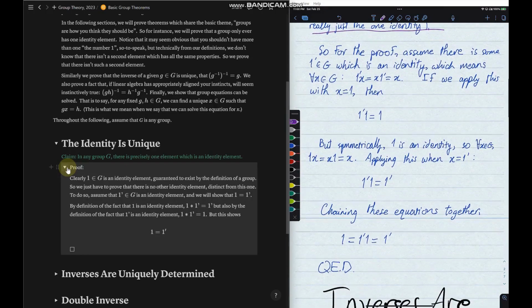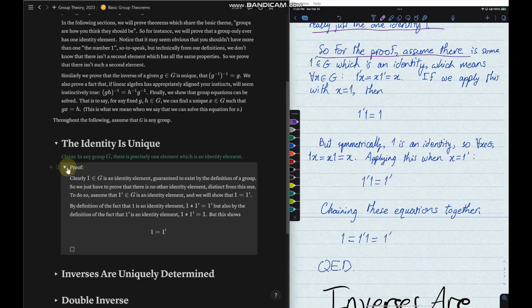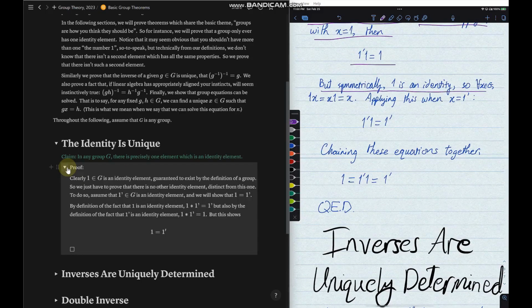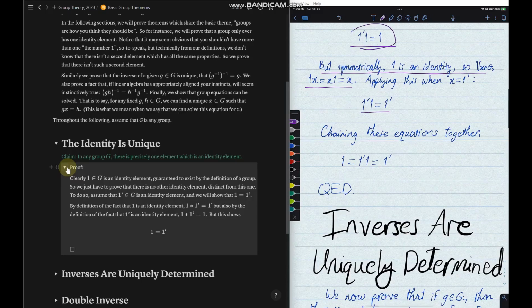So for the proof, assume that there is some 1 prime in G which is an identity, which means, by definition, that for all group elements, 1 prime x equals x 1 prime equals x. We apply this with x equal to 1, so that we get 1 prime 1 equals 1. Symmetrically, we write out the definition of 1 being an identity element, like here. Now plug in x equals 1 prime, and we get this equation, very similar to the previous one. These two equations can be chained together to get this, which demonstrates that 1 equals 1 prime. QED.